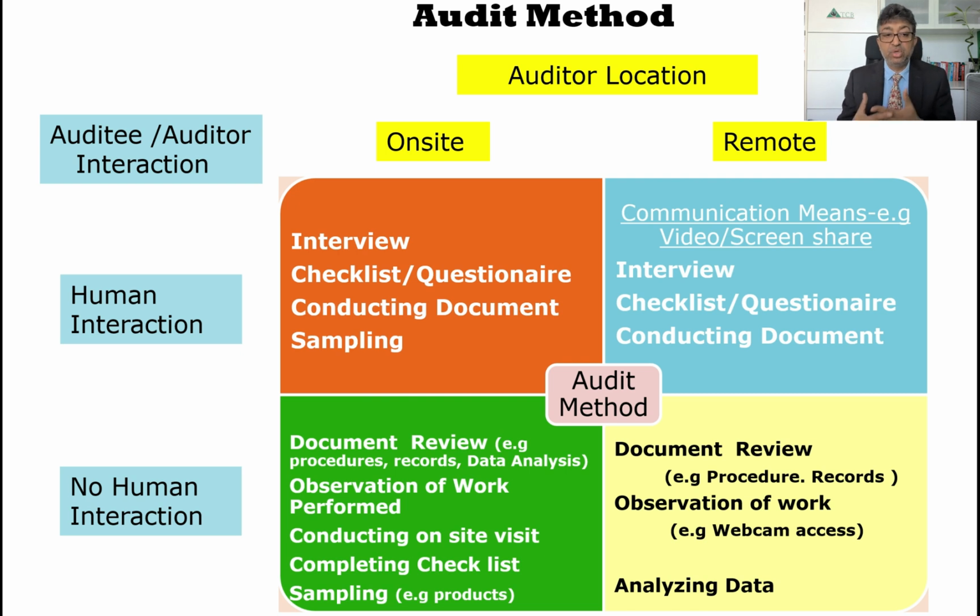Now, sometime no human interaction audit on site can also happen. For example, you have gone to a site of a client and you say that you give me the documents, I will review them and I'll give you the report. It's possibly for a follow-up. So the auditor is really looking at the audit evidence where the auditee is not sitting next to them. There is no human interaction between the auditor and auditee, and they are doing the audit on site.